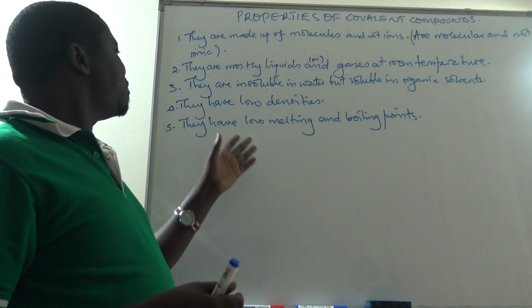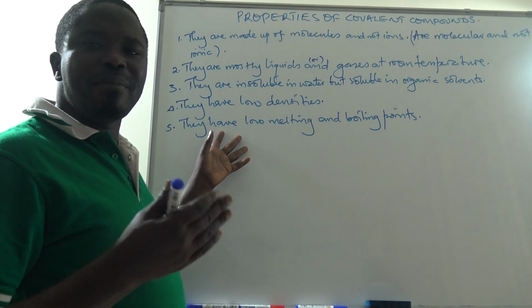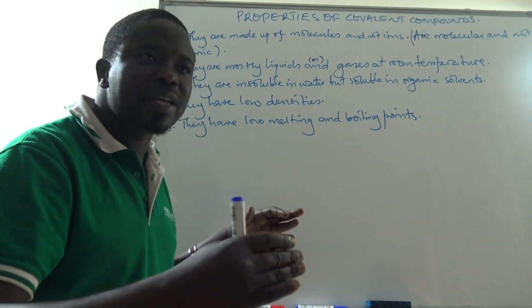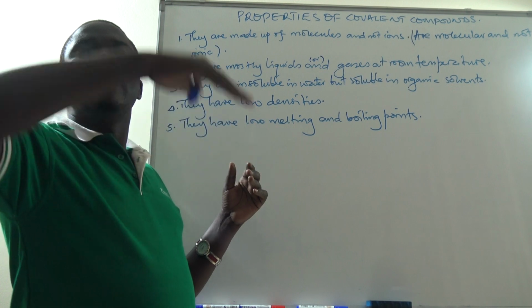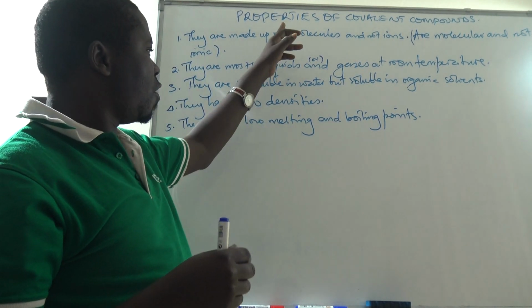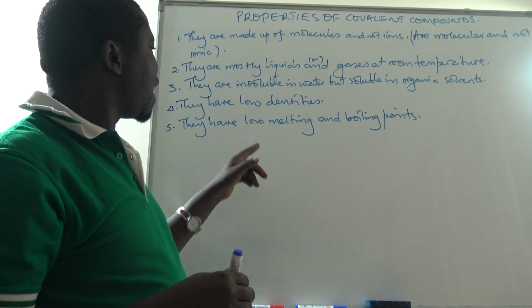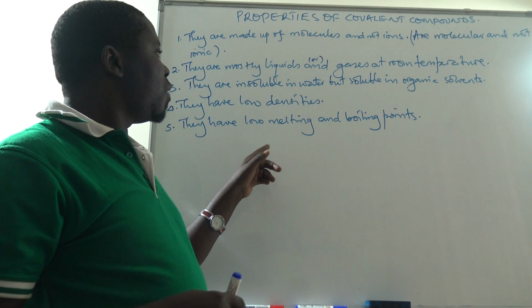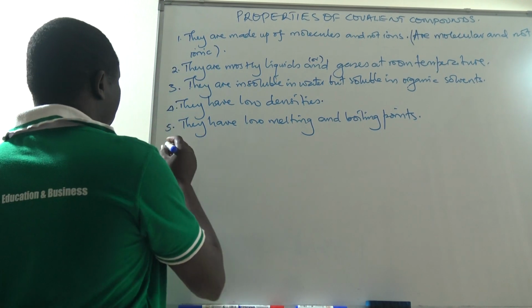Let us take a simple example of water. Water melts at 0 degrees C, as compared to sodium chloride, which melts at 800 degrees C, since sodium chloride is an ionic compound. But a covalent compound like water has a very low melting point, and even the boiling point is really so low.